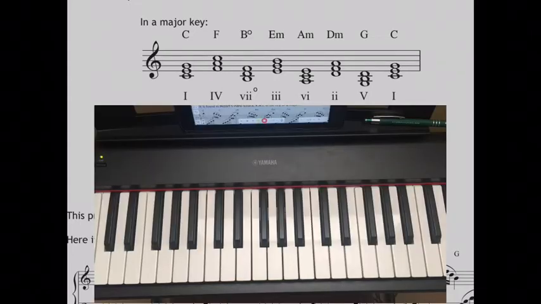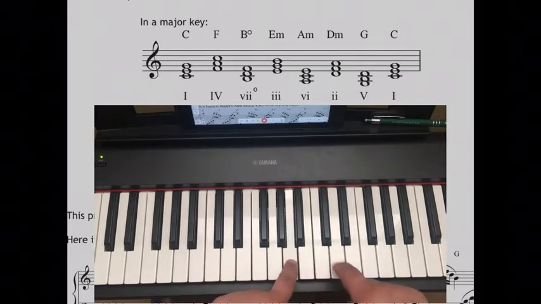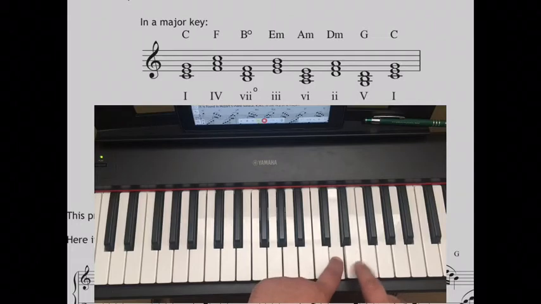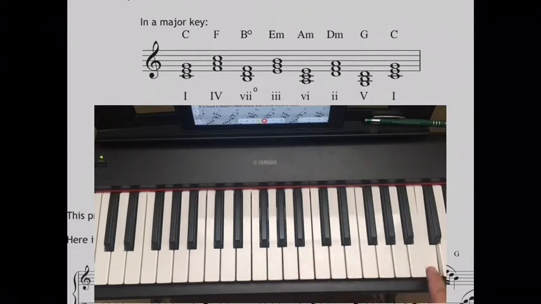Okay, so we have our keyboard here. I'm going to start on a low C, up to the fourth, which is F, to B, to E, to A, to D, to G, to C. We're always moving up in fourths.